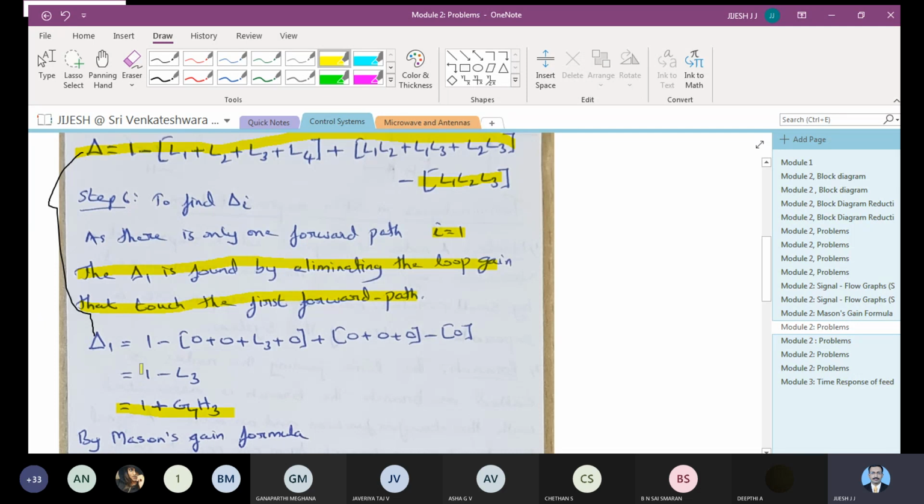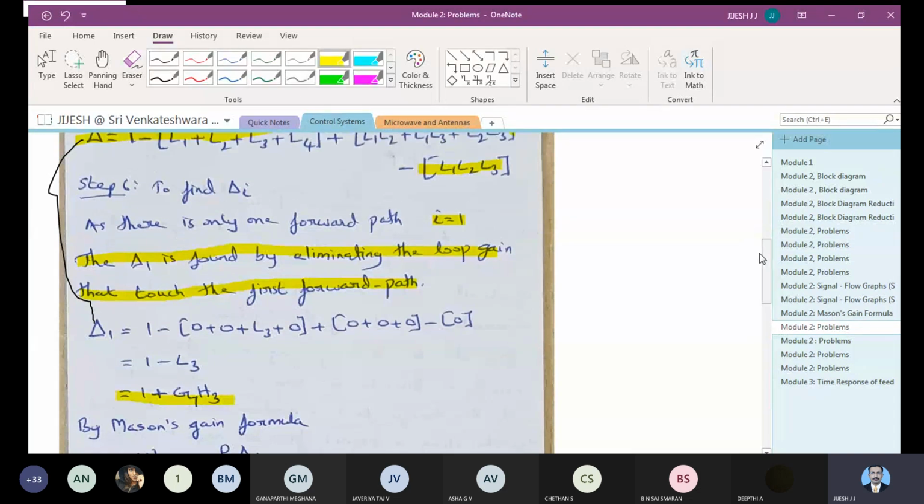So like that, here you have only one forward path, so only delta 1 is required for you. So it is 1 plus G7H3. Till here, any doubts for you? If it is clear till here, then our problem is almost done. There are not many difficulties further. Is it clear for all of you till step 6?